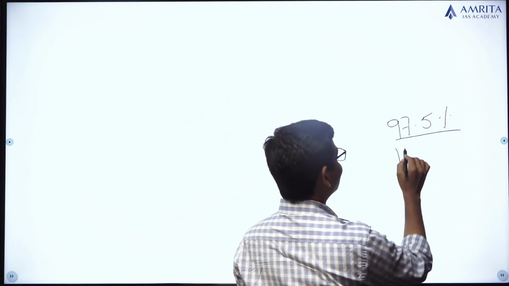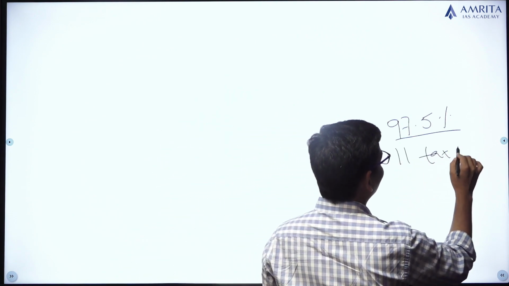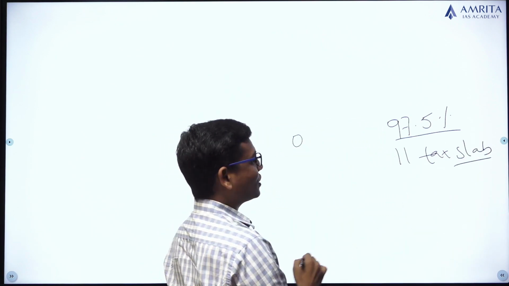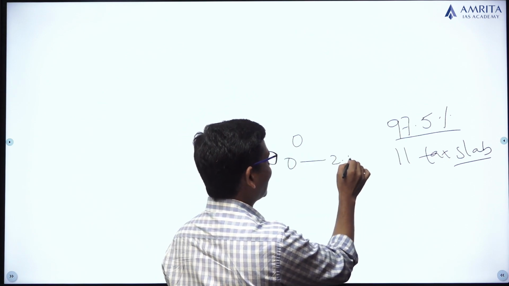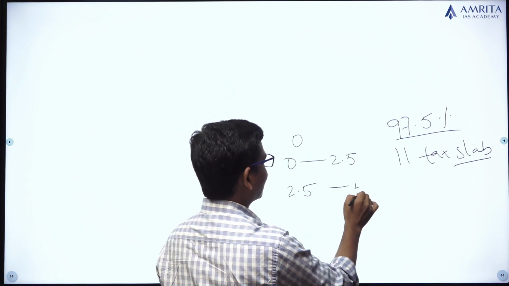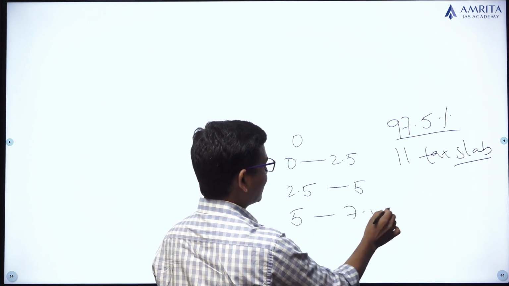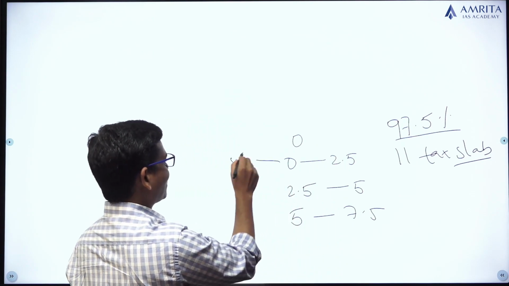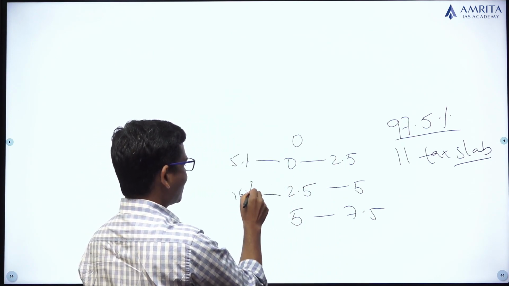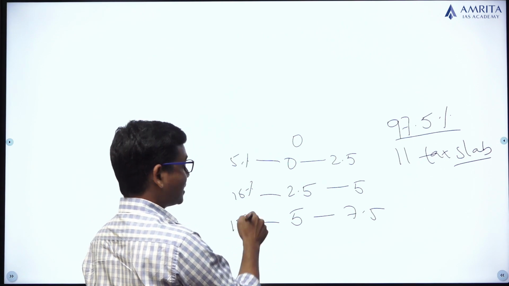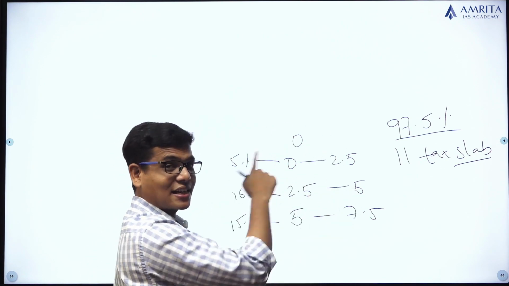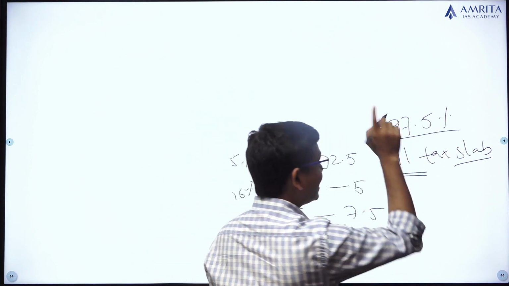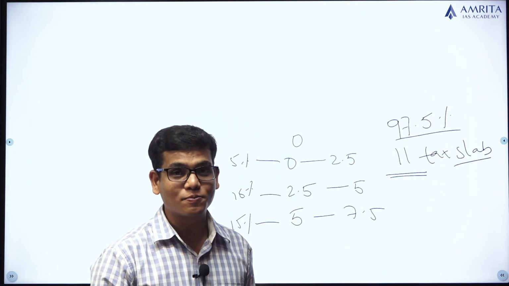And 11 tax slabs were there. Slab in the sense you define, like if there is 0 income, and 0 to 2.5 lakh income, 2.5 to 5 lakh income, 5 to 7.5 lakh income. Like that, we call them slabs. Suppose these people will pay 5%, these people will pay 10%, these people will pay 15%. These are not the existing taxes, I am just taking an example. So this we call slabs. Likewise, we used to have 11 tax slabs in our country.